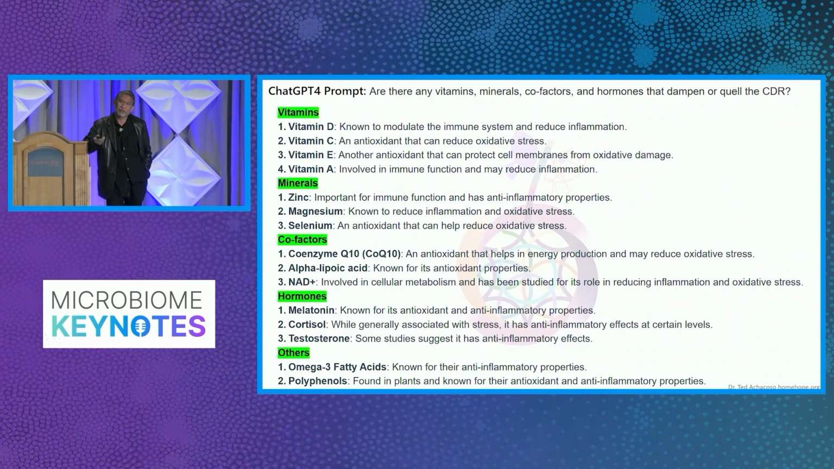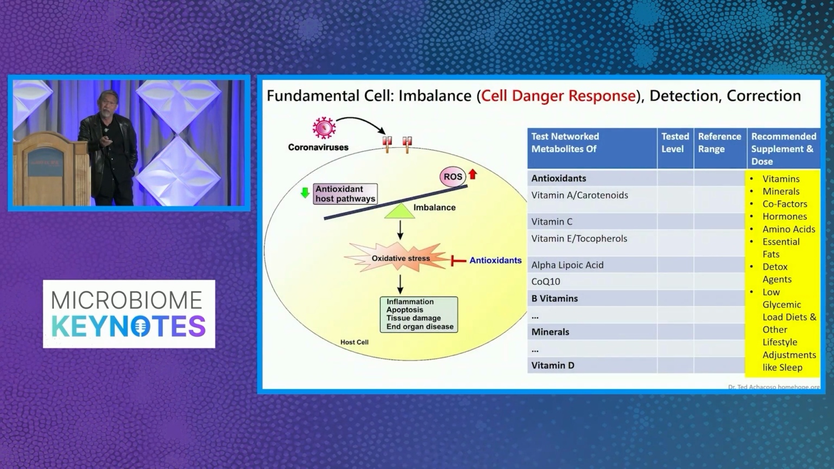So I asked ChatGPT-4, are there any vitamins, minerals, cofactors, and hormones that dampen or quell the cell danger response? And it says vitamins D, C, E, A; minerals zinc, magnesium, selenium; cofactors CoQ10, ALA, NAD+; hormones melatonin, cortisol, and testosterone; and others, omega-3 fats, and polyphenols, right? But should you give everything if your patient or client is in a cell danger response mode? Of course not. What we do in health optimization medicine is actually we measure, right?